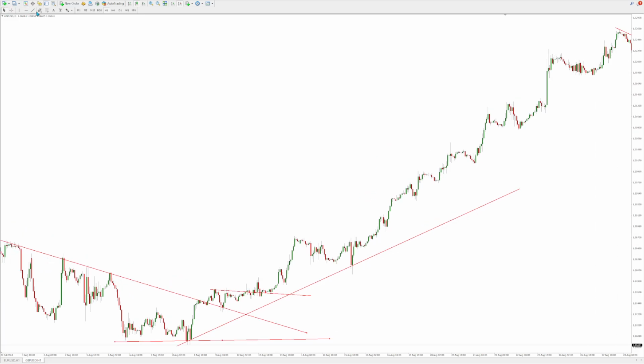Okay, so that's a simple strategy. If you missed the initial entry, just draw your resistance and trade the breakout in the direction of the trend. Just wait for a pullback. See, pullback, breakout, resistance becomes support, continuation. Pullback, breakout.